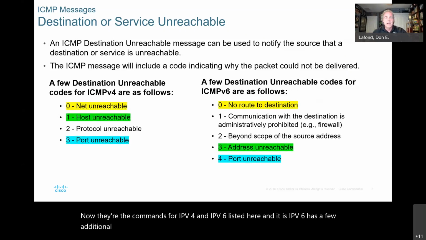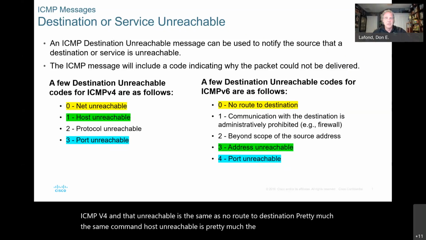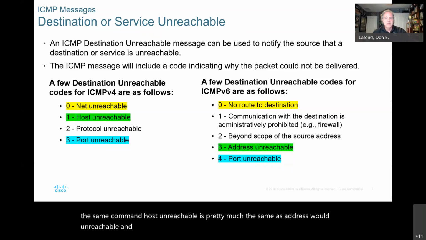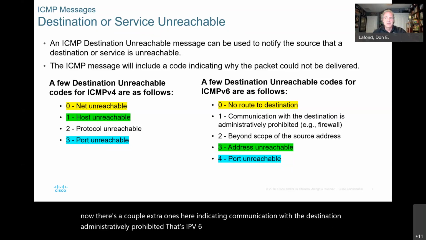ICMPv4 net unreachable is the same as no route to destination, pretty much the same command. Host unreachable is pretty much the same as address unreachable, and then port unreachable is the same as port unreachable, obviously. Now, there's a couple extra ones here indicating communication with the destination is administratively prohibited. That's IPv6 only, and beyond the scope of the source address. That indicates that I believe it's outside of the network.